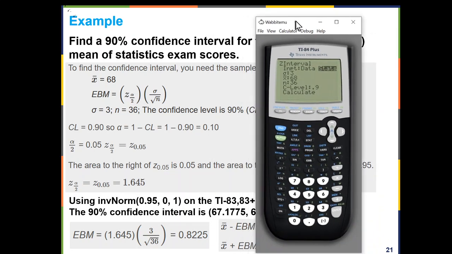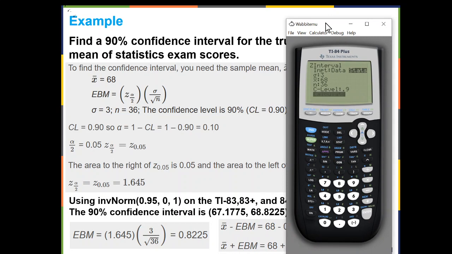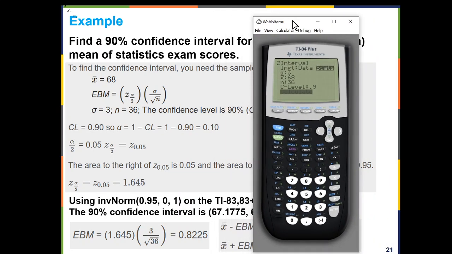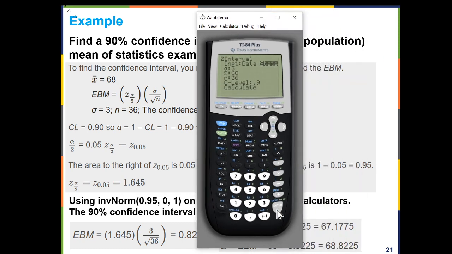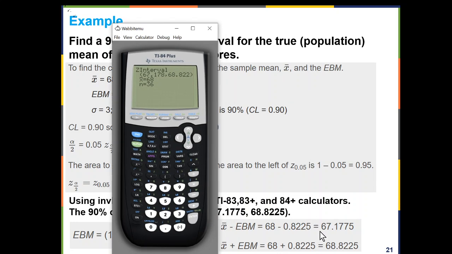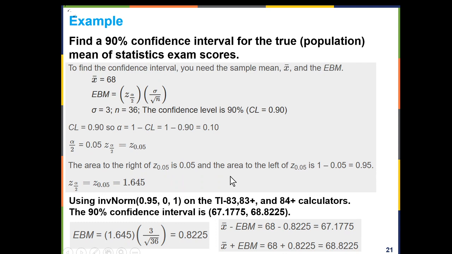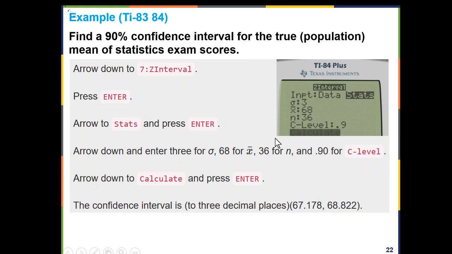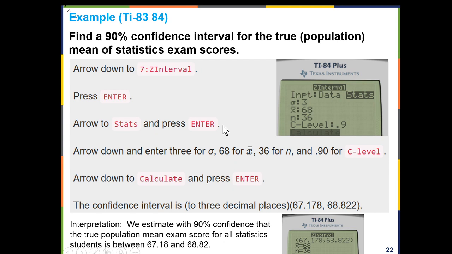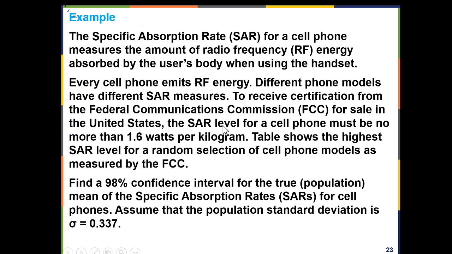And with the 0.90, we are going to get that. Is that the numbers that we have there? Yes. 67.178 and 68.822. See, we got the interval right there. Make sense? I think it makes a lot of sense. Alright, so that's how we do it with the calculator, and there are steps in the notes here how to do it with the calculator.